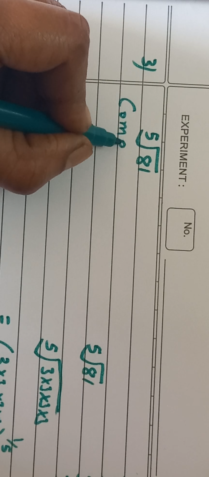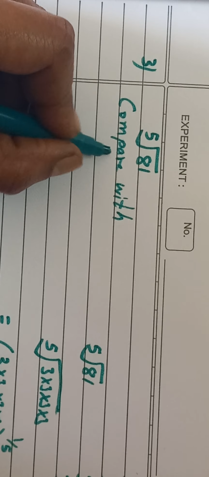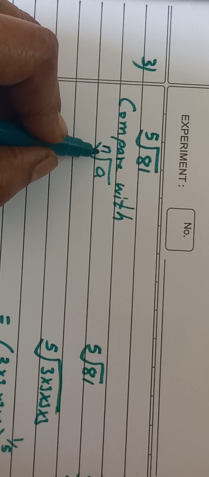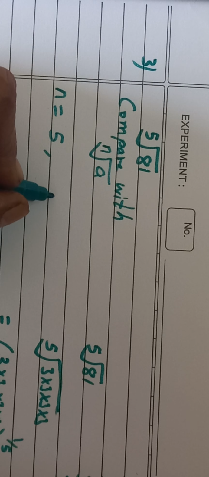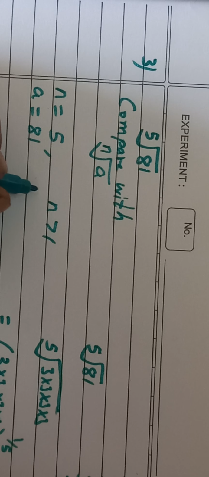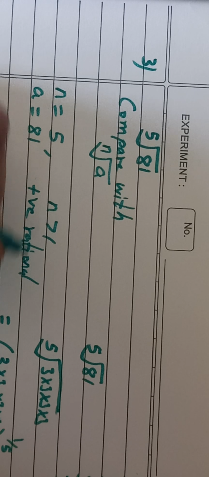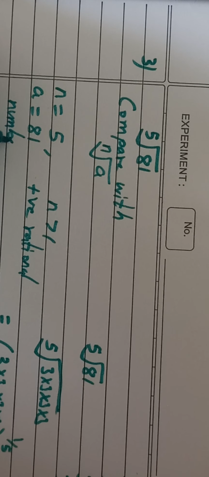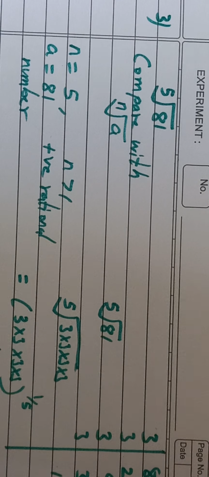Compare with nth root of a. So n here is 5, correct? And n is greater than 1. A is equal to 81, that is a radicand, a positive rational number. And as I said, after solving we are not getting anything. We are not getting the final answer, like a rational number, as you saw now.